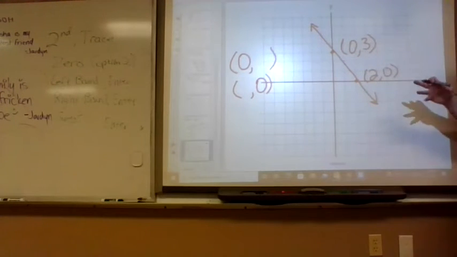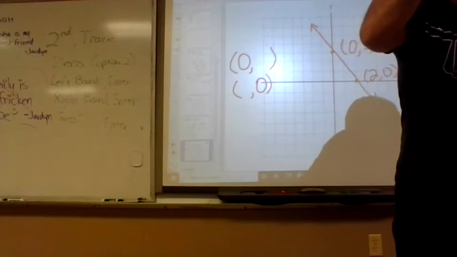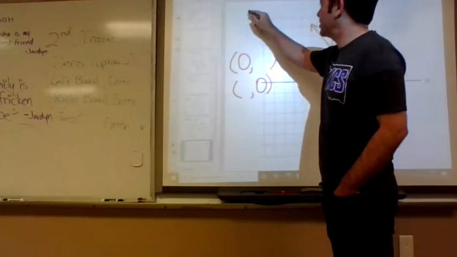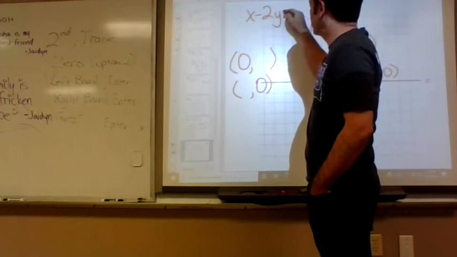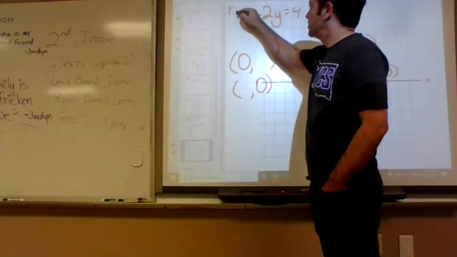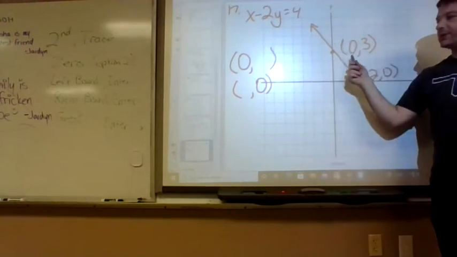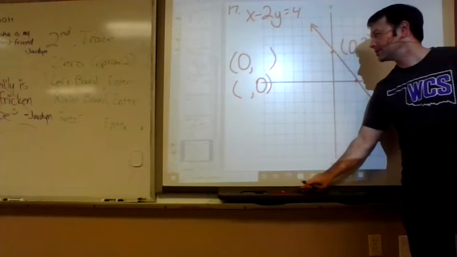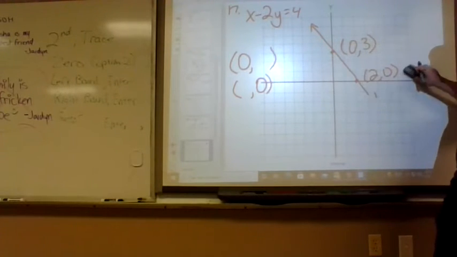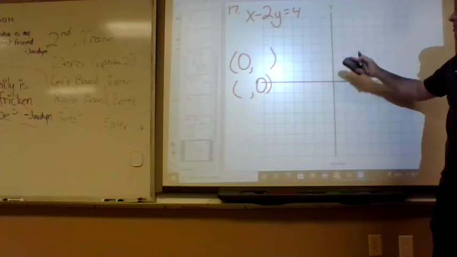Anyway, so back to 17. It said x minus 2y equals 4. This is not 17, I just made this up. Mr. Jordan, you're hiding behind falsehood.